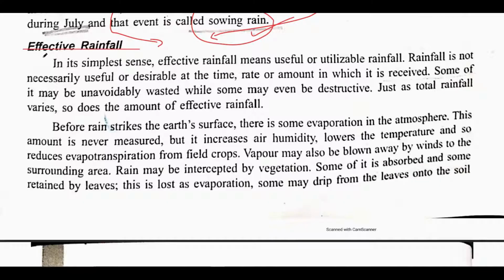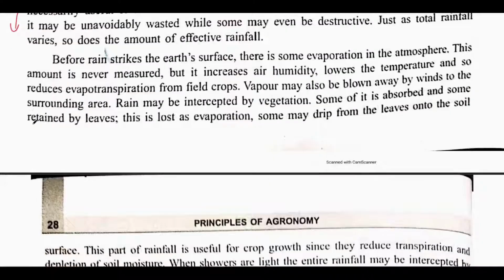Now, effective rainfall is that part of the total rainfall that is utilized by the crop for its evapotranspiration and metabolic purposes.